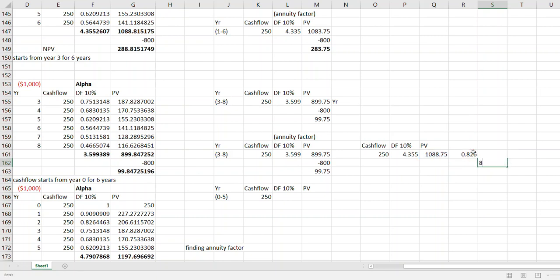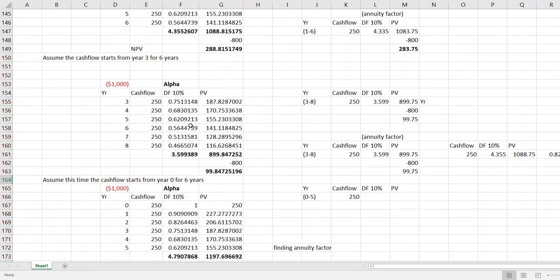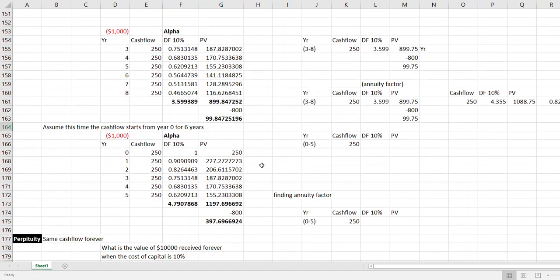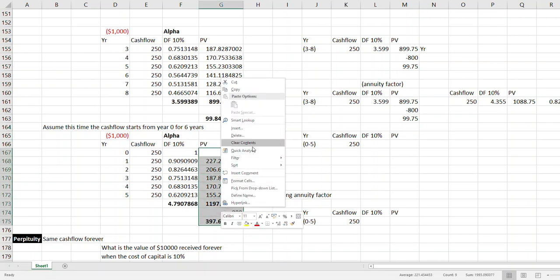Now it should give us the same answer. Now this is a little bit difficult to understand. Whichever works for you. Now there will be another situation as well where cash flows start from year 0.